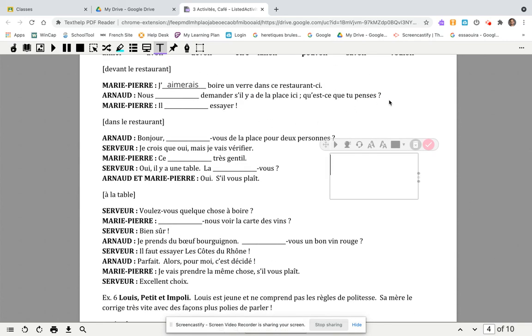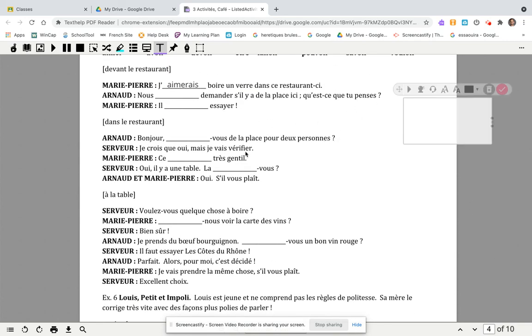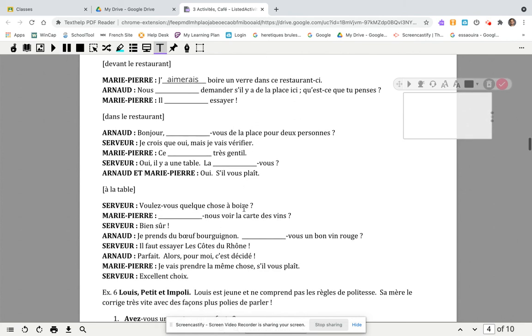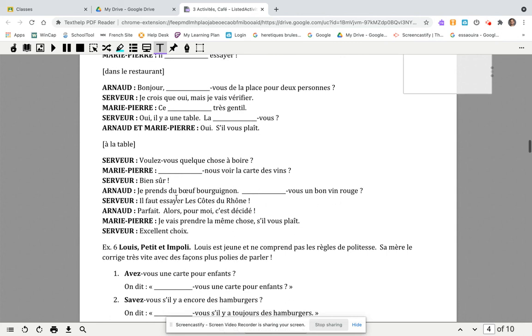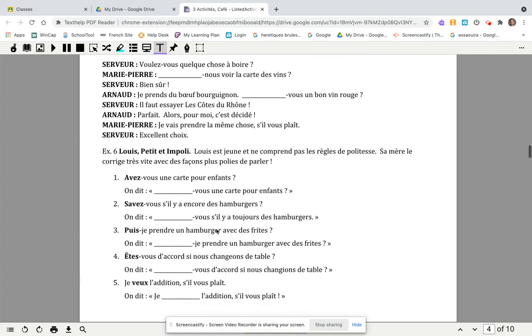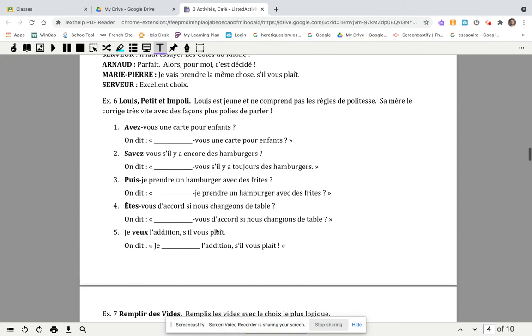Now, is there any vocab you don't know? Je vais vérifier means I'm going to check. La carte des vins is the wine list. Je prends du bœuf bourguignon. Beef bourguignon is a dish. Les côtes de Rhône is a type of wine. Essayer means to try. And I think you'll be good for that one. All right, exercice 6.